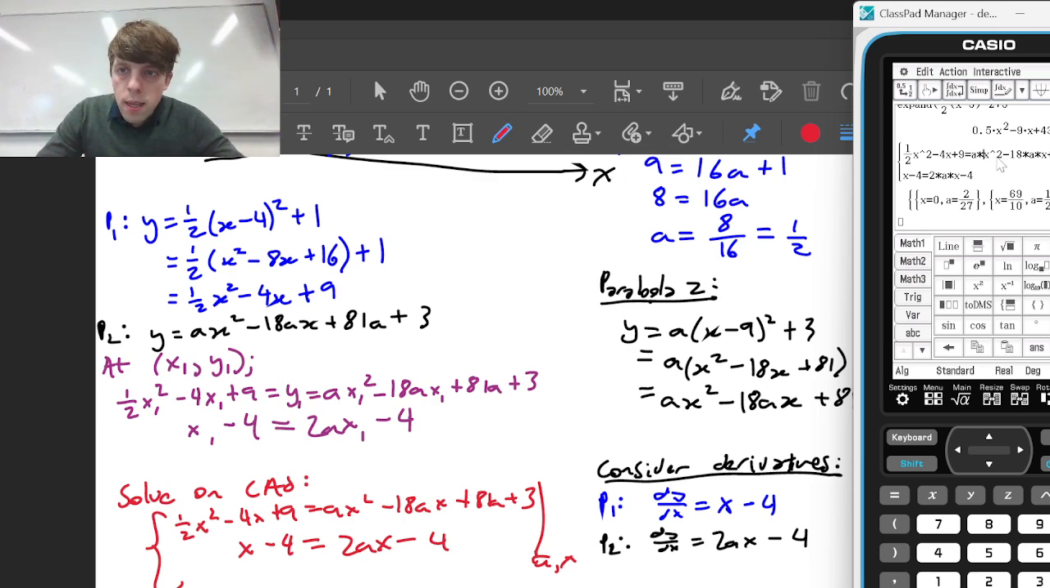All right, I think I've made a mistake somewhere along the line, so bear with me while I figure out where I did that. Sometimes it doesn't like it if I don't include those symbols. No, so it was a half. Yep, that's good. And then we have a times x squared minus 18ax plus 18 times 81 times a.